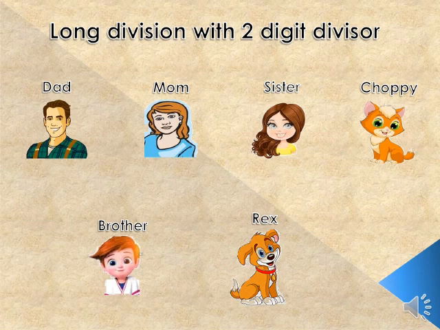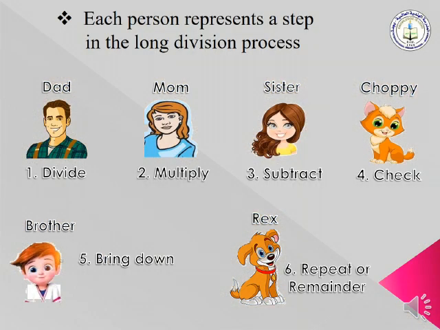How many members are in this family? There are 6 members in our family. Each person represents a step in the long division process. We are starting with Dad. What is Dad doing? Dad is doing divide. Dad starts with the letter D, so divide. Then mom, multiply. Sister, subtract. Choppy, check. Brother, bring down. And Rex, repeat or remainder.